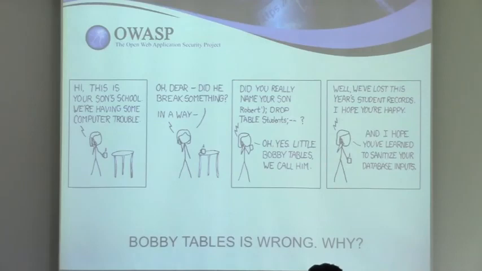And this is a famous cartoon. What's wrong with this cartoon? It's academically wrong. It's intellectually wrong. Hi, this is your son's school. We're having computer trouble. Oh dear, did he break something in a way? Did you really name your son Robert', drop table student;-- ? Yes, we call him Little Bobby Tables. Well, we've lost this year's student records. Hope you're happy. And I hope you've learned to sanitize your inputs.